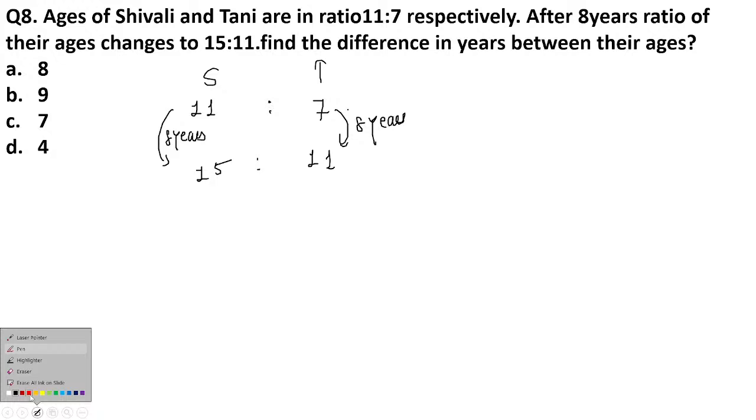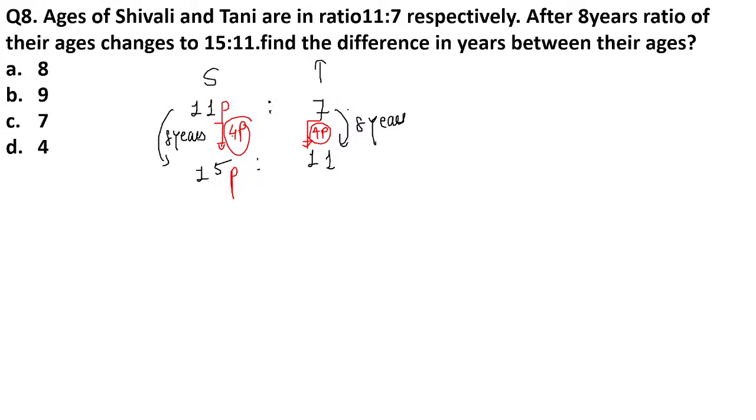So first of all, Shivali's age was 11 parts. Later on, it became 15 parts. How much increment is there? There is an increment of 4 parts. So similarly, Tani's increment is also 4 parts. This increment has happened in how much period of time? 8 years. So 4 parts is equal to 8 years. So 1 part will be equal to 8 by 4. It means 2 years.